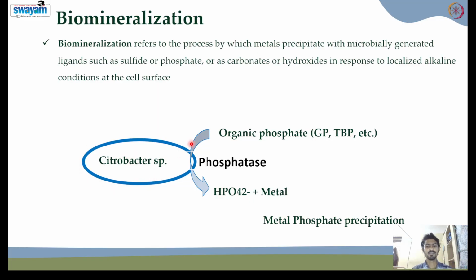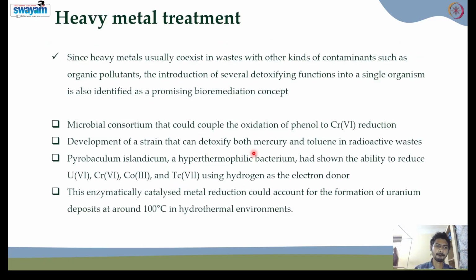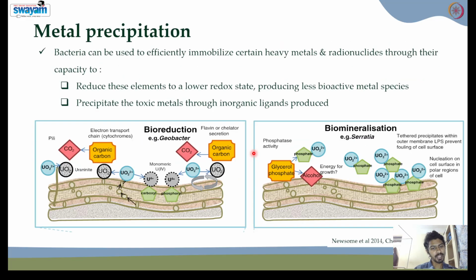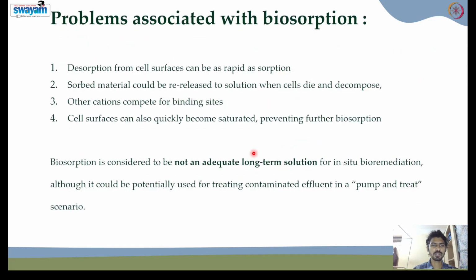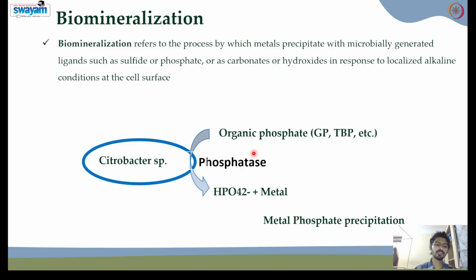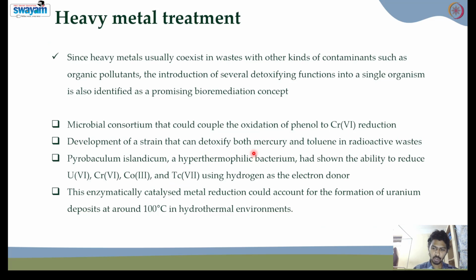So for example, if you see the Citrobacter species, the organic phosphate helps in precipitating the metal by forming phosphoric acid along with metal. So metal phosphate precipitation will be forming with the help of the phosphatase enzyme. So these are all the different strategies: bioreduction, biomineralization, bioaccumulation, bioabsorption. So these are all different types of interaction of metals and radioactive nuclides with the microorganism.